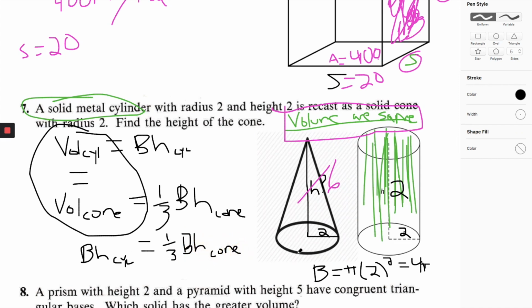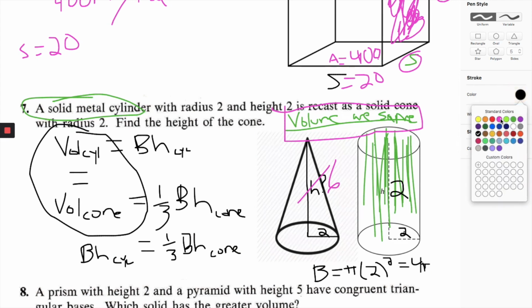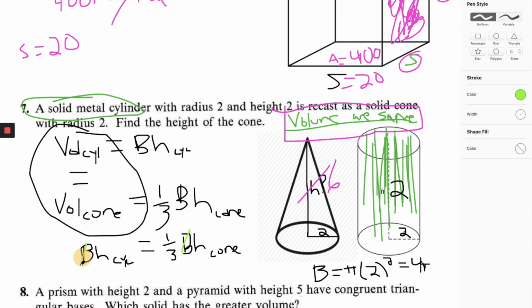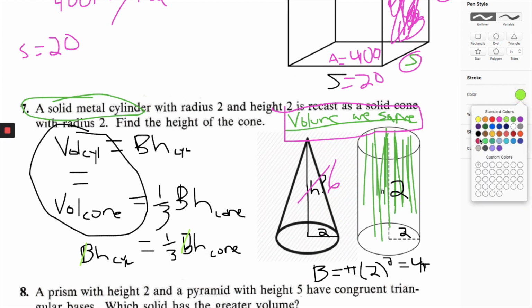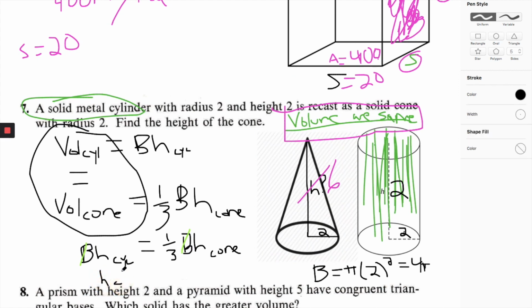We know the base areas are the same, so we can cancel those out. We divide both sides by the base areas. Remember, the base areas are the same because they're both circles with radius 2, so they're congruent circles. Base areas don't matter in this problem, but the height of the cylinder is going to have to be 3 times shorter, right? The height of the cylinder is only going to be 1/3 of the height of the cone.